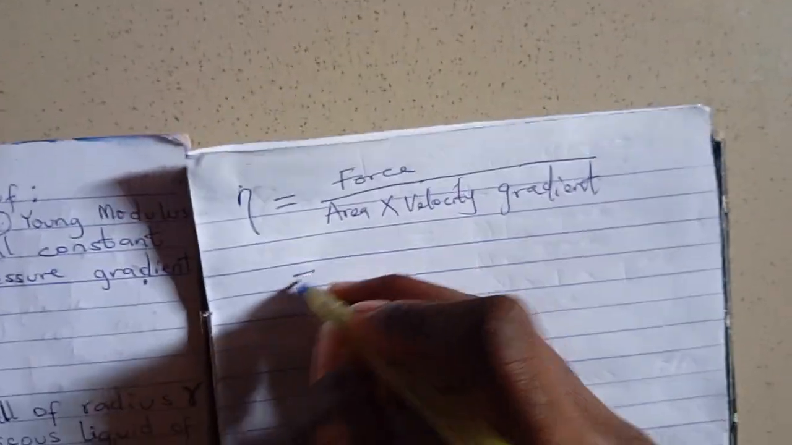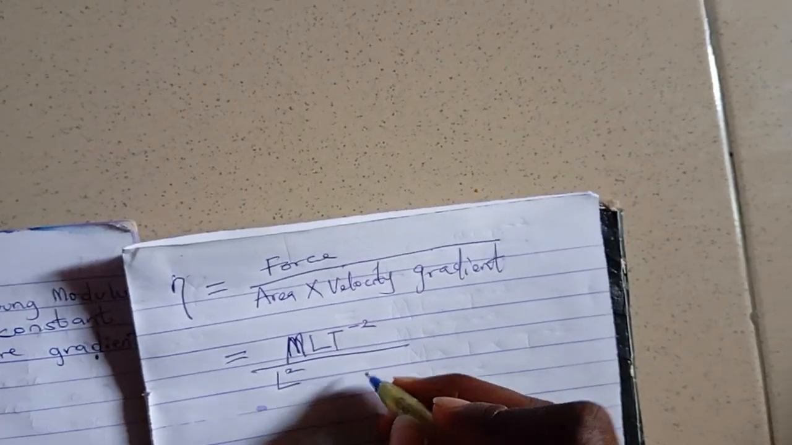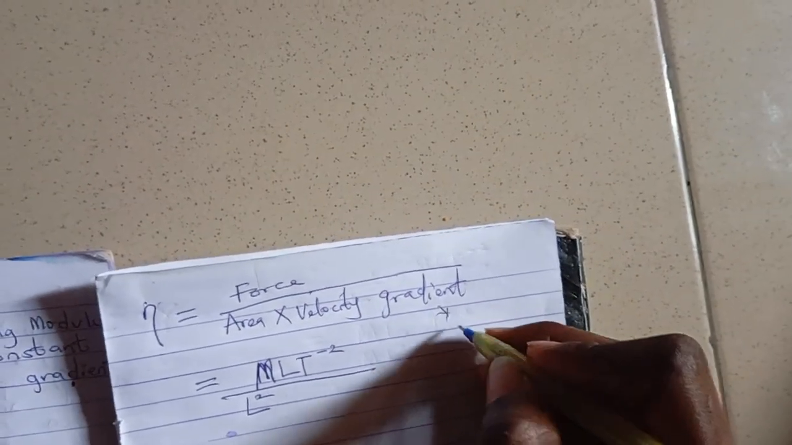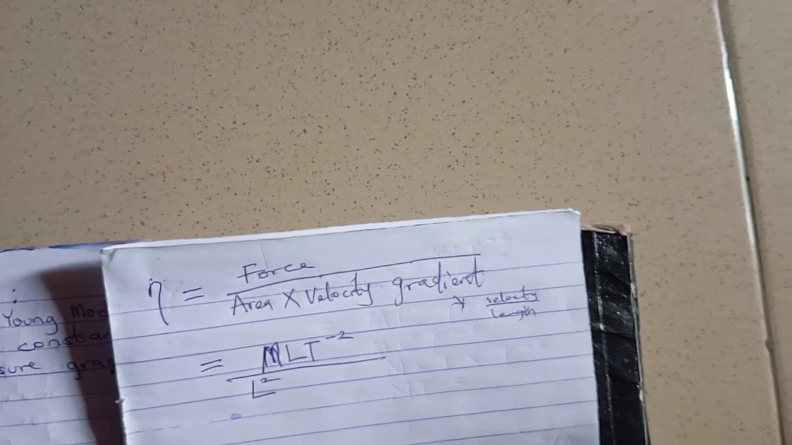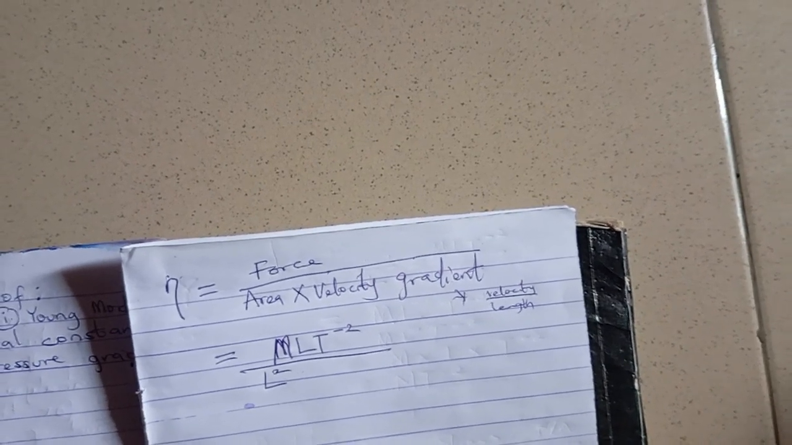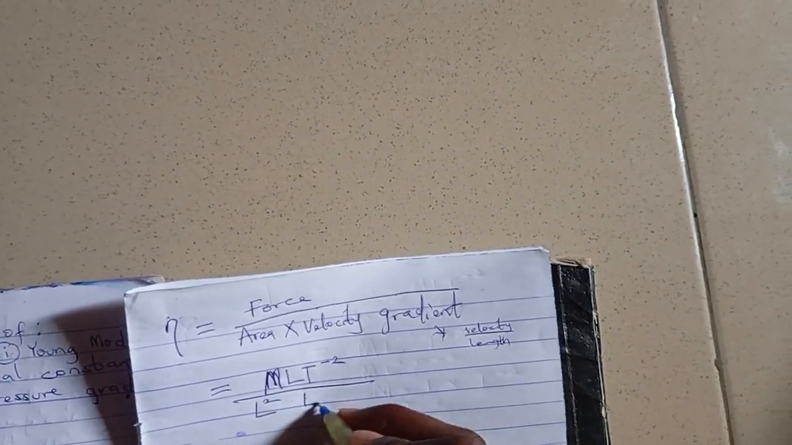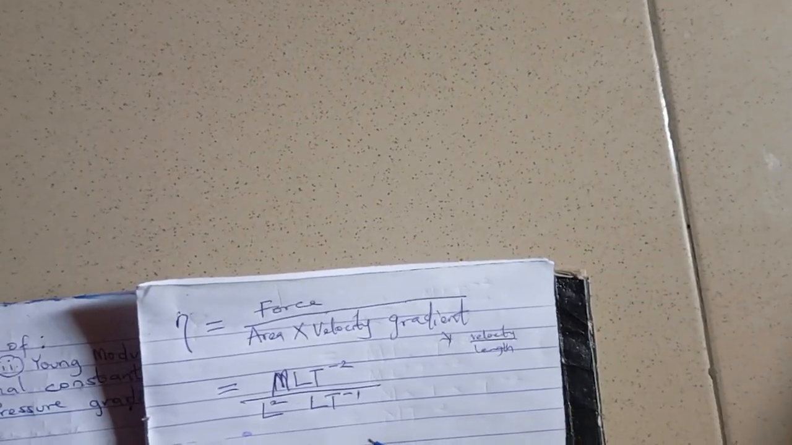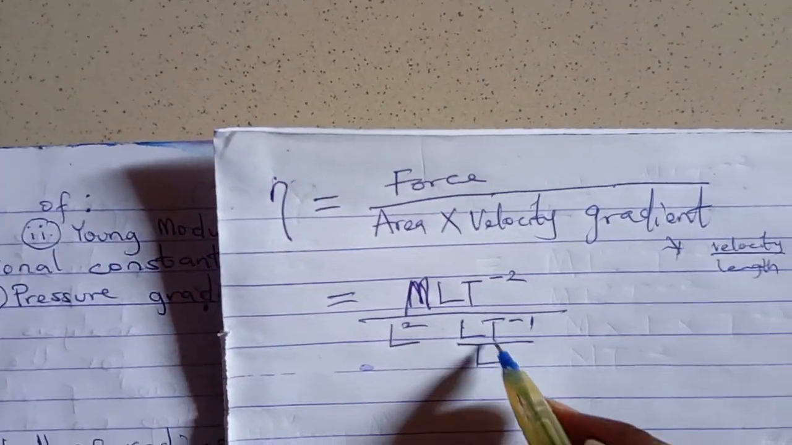So now remember that force is m l t minus 2 and area is length square. Then I want you to know that anytime you hear velocity gradient, it is the same as saying velocity over length. If you hear pressure gradient, it is the same as saying pressure over length. The gradient of anything is simply that particular thing over length. If you say Ronaldo gradient, it is the same as saying Ronaldo over length of Ronaldo. So for that reason, velocity is l t minus 1, all over L. That is what velocity gradient is: velocity over length.